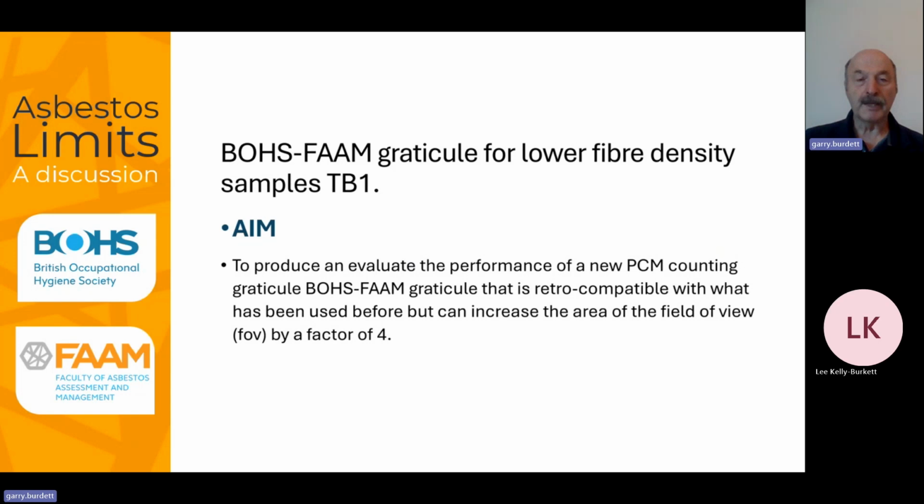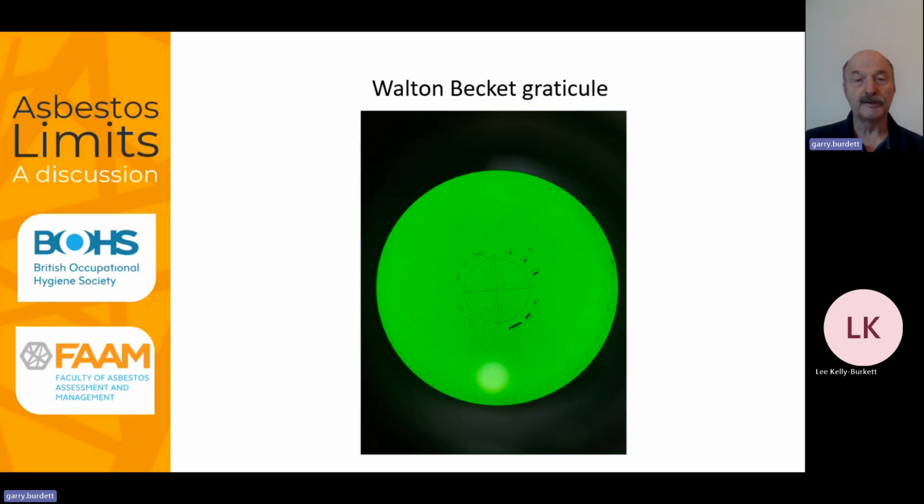So what BOHS FAM research has been looking at is, can we develop a graticule that is better for low fiber density counting? The idea was to produce and evaluate a graticule, I'm calling it the BOHS FAM graticule, that is retrocompatible with what has been used before, but can increase the area of the field by a factor of 4. So it takes up about half the field of view.